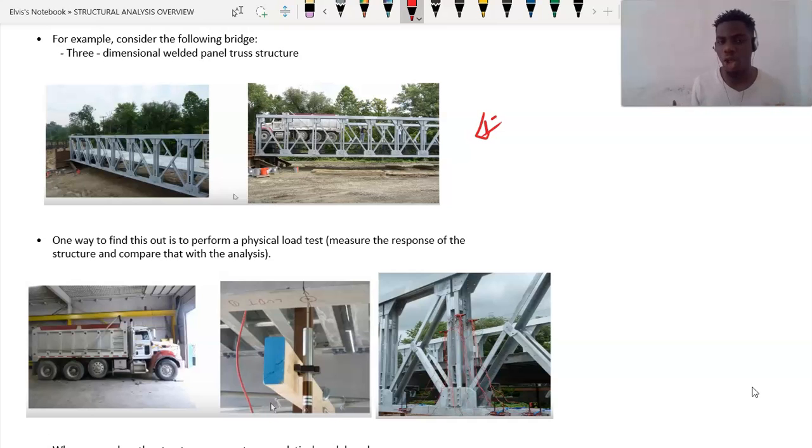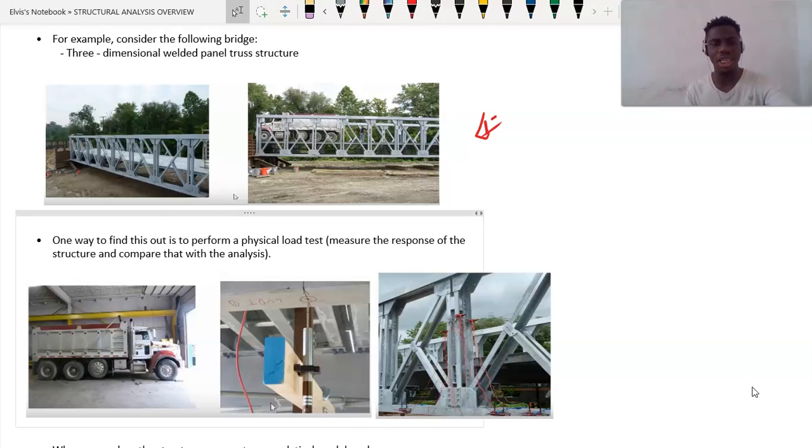Okay, guys, so we are going to take this analytical model and perform a physical load test. That is, we are going to try to measure the response of this structure. We are going to try to determine how this structure behaves due to the effect of the load that is being applied to it. So we are going to compare that with the analysis.